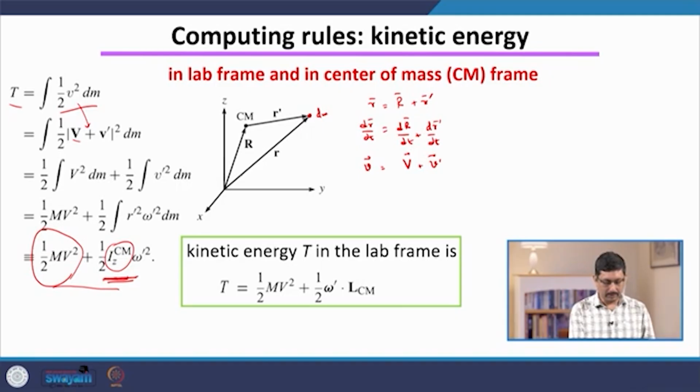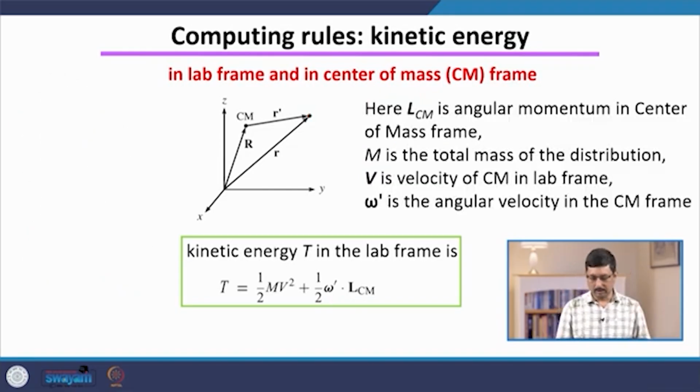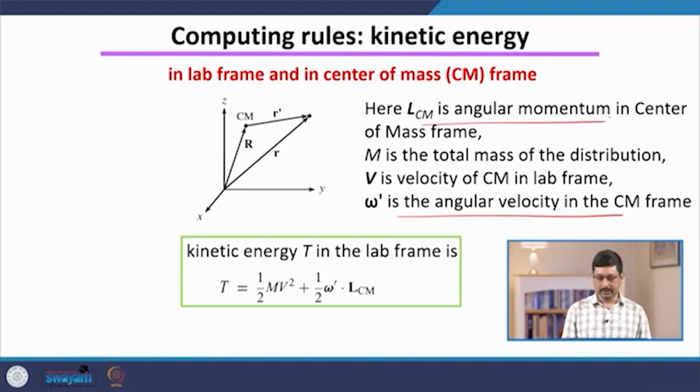So, this piece is the kinetic energy due to rotation about the center of mass, and using L equal to I omega, you can also write this in this particular form, omega times L. So, it is the dot product between the vectors omega prime, which is the angular velocity in the center of mass frame, and the angular momentum in the center of mass frame. The other notations are explained already.